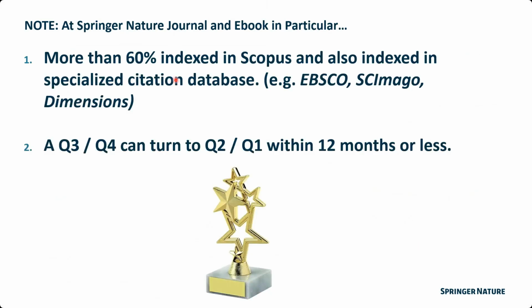What we want to note is that in Springer Nature, more than 60% of our papers are indexed in Scopus, and also in other databases like EBSCO and Dimensions. And the majority of our Q3, Q4 journals tend to turn to Q2, Q1 within 12 months because they have a high impact. So don't be worried. If you decide to publish in Q3, Q4 within a certain year, be positive that maybe after 12 months, that journal becomes Q2, Q1.